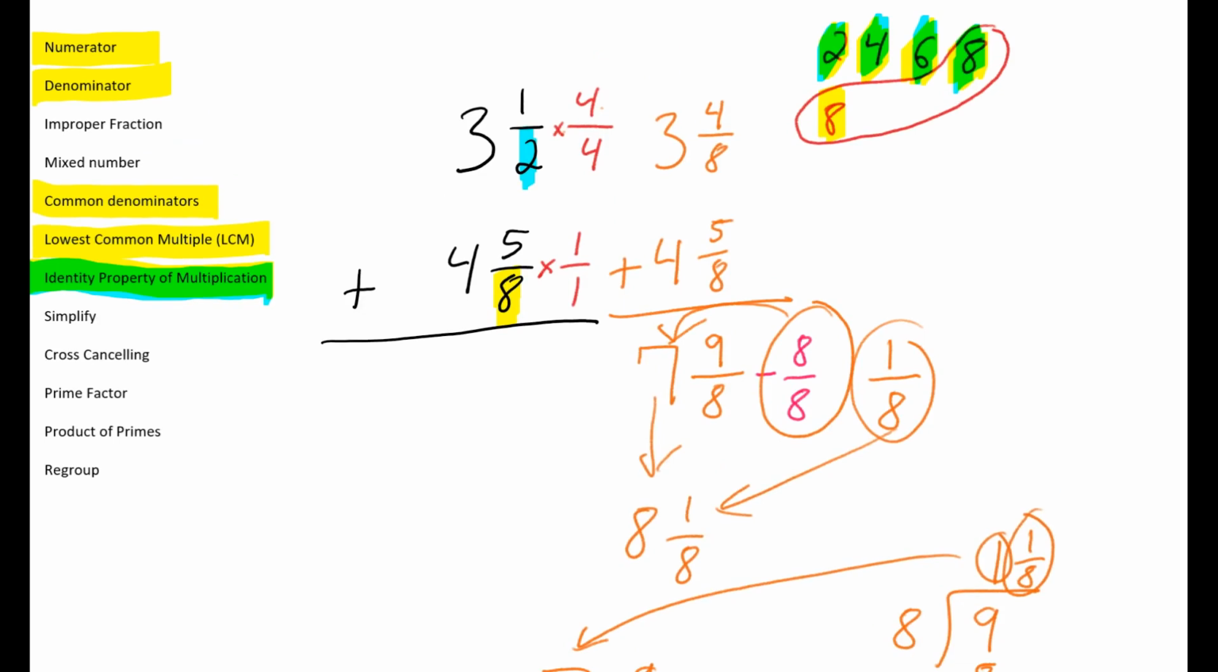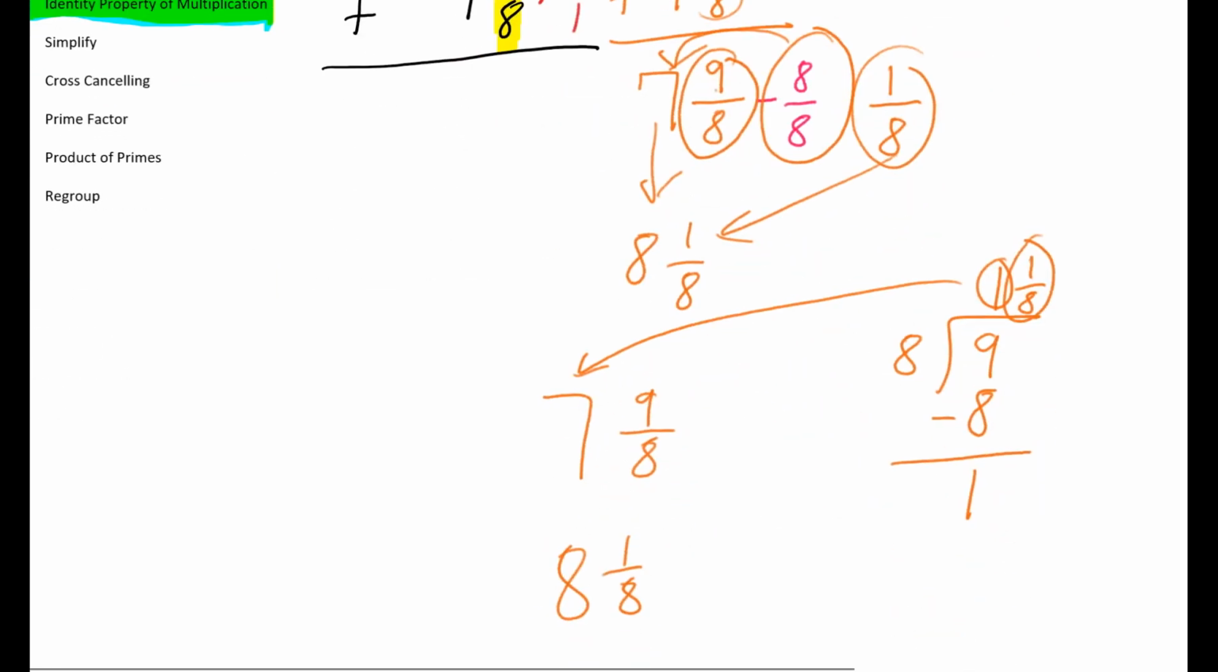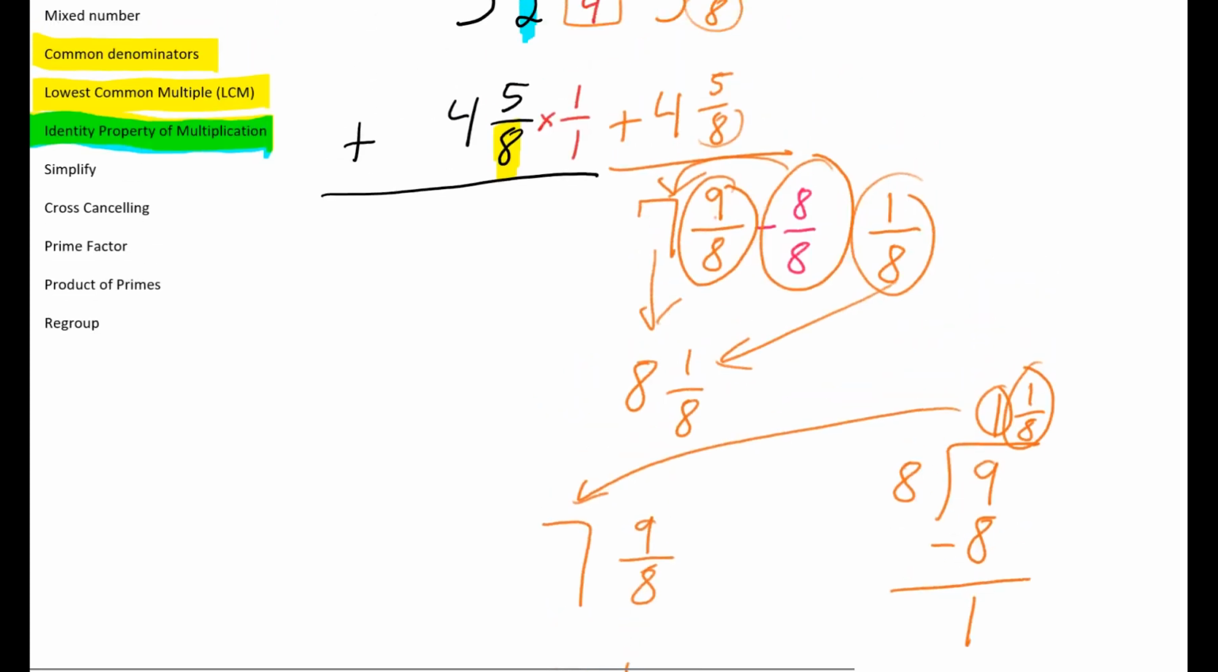All right, so a couple review things. The first thing I did is I found my lowest common multiple. I used my lowest common multiple up here to get my common denominators, and I did that by using the identity property of multiplication, multiplying by a form of 1. How many times did I use the denominator to get to the lowest common multiple? And then after I got my common denominators, I added the numerators. If I had an improper fraction, where the numerator is bigger than the denominator, I pulled out my whole number, and I ended up with 8 and 1/8. I hope that helps. Thank you.